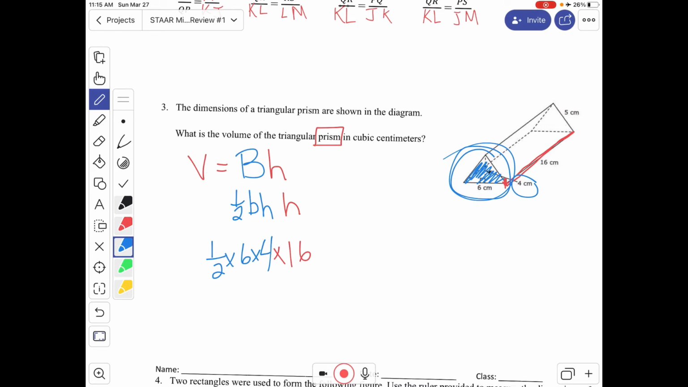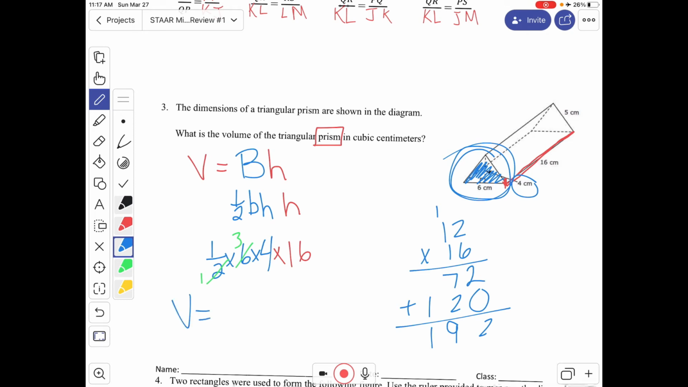Then we work that out. You can simplify. You can pick any one of the numbers because it's multiplying. I know that 3 times 4 is 12, so I'm going to multiply 12 times 16. So the volume of this prism is 192 centimeters cubed.